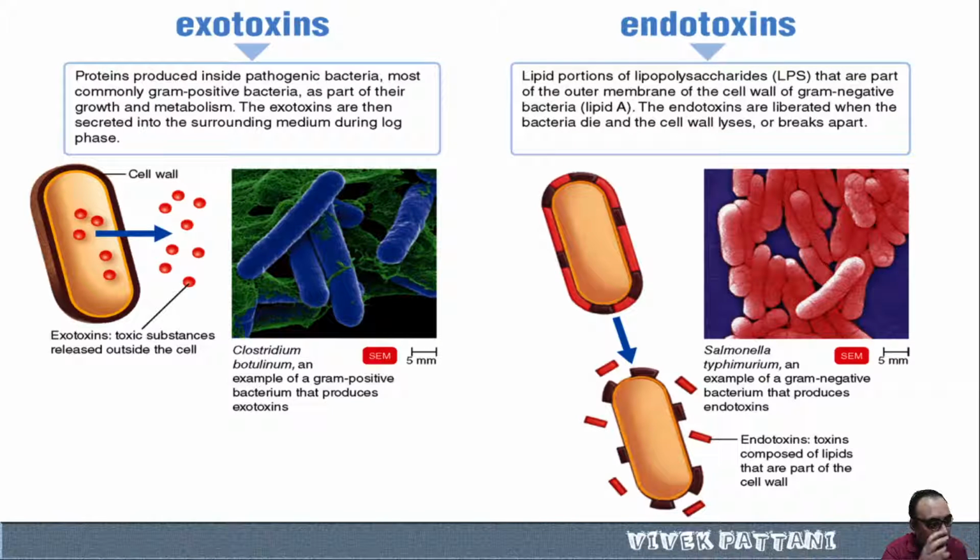Simply, endo refers to inside, and exo in the toxin refers to the outside. So the exotoxins are proteins produced inside the pathogenic bacteria, most common in the case of gram positive bacteria, as a part of their growth and metabolism. Exotoxins are then secreted into the surrounding medium during the log phase.